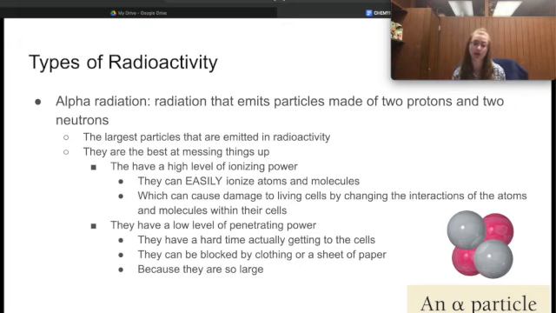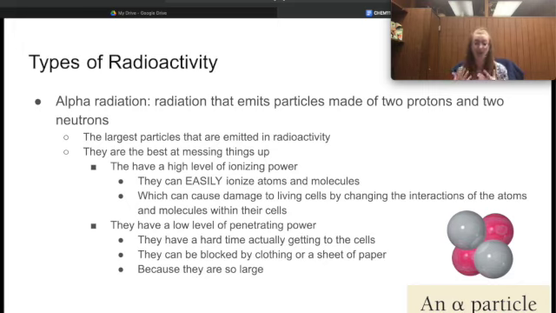So alpha radiation, these are the largest particles that are emitted in radioactivity, and they are the best at messing things up. These are kind of like the big baddies that you don't really want to deal with. They have a high level of what we call ionizing power, so they can easily ionize atoms and molecules. It's got 2 positive charges there, so those 2 positive charges can easily affect something else, trying to steal some electrons to balance its charge out, right? So they easily ionize atoms and molecules.